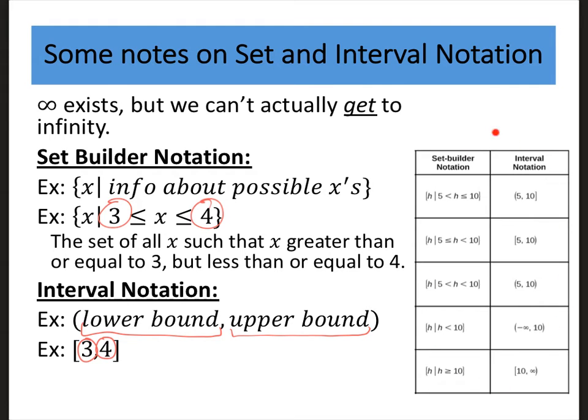Go ahead and pause the video and see if you can identify when is it a soft curvy parenthesis, and when is it a hard bracket based on the set builder notation. You're going to need to know both notations for this class. So go ahead and pause the video and try it out.